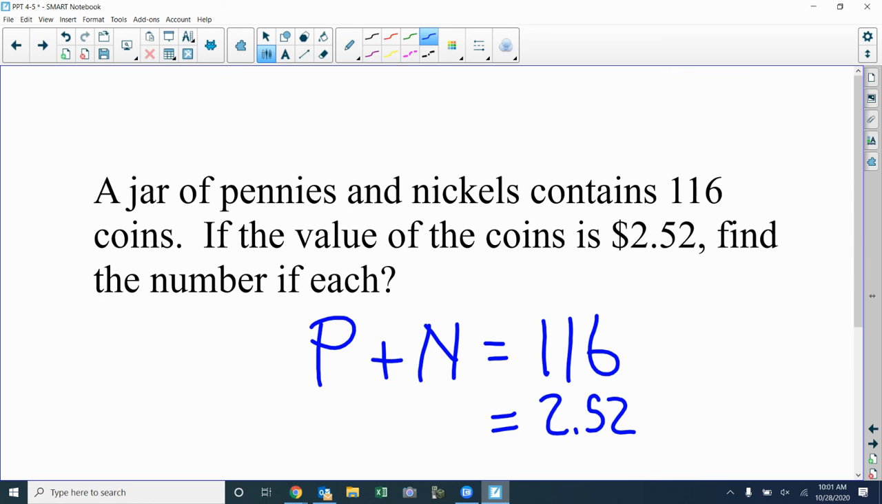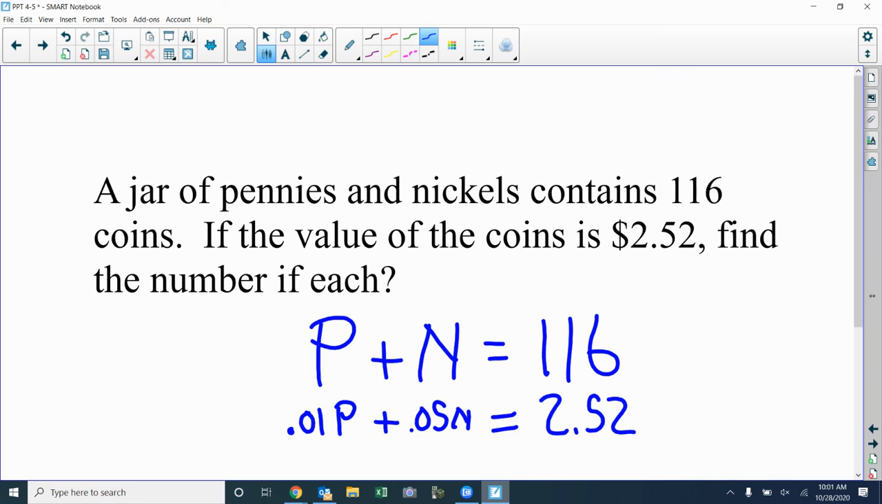So, this is number of pennies. Number of pennies plus number of nickels is 116. What's 252? That is money, right? What's a penny worth? So how are we gonna write that though? 0.01p plus nickel, 0.05n.